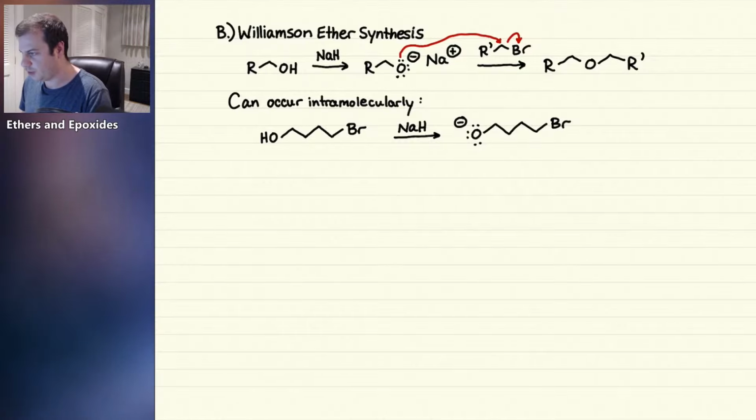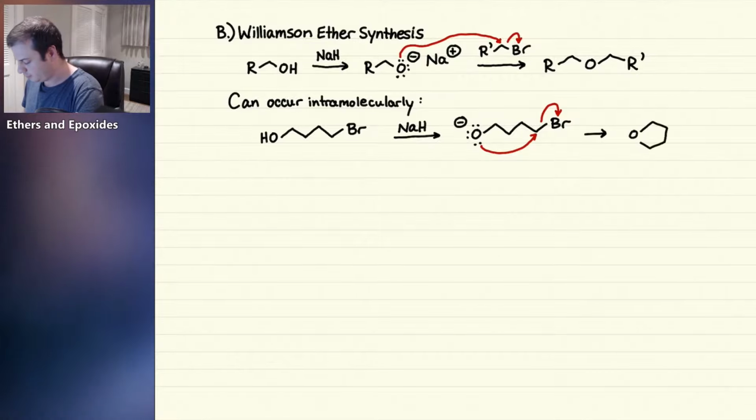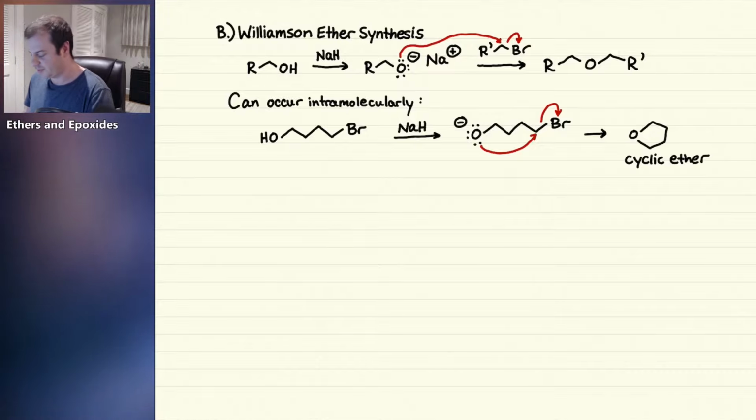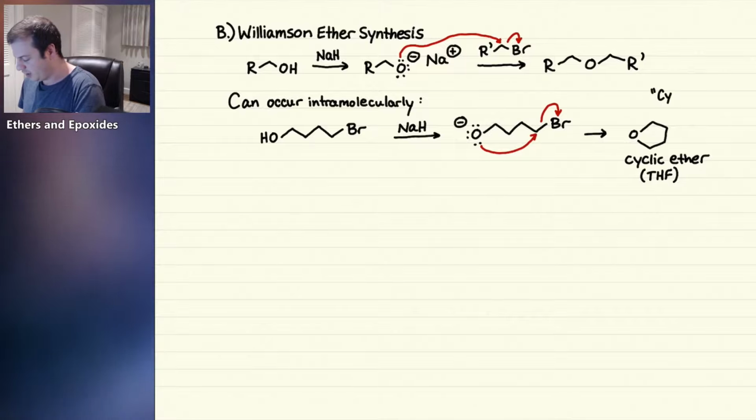That gives us the species shown. And the alkoxide is going to act like a nucleophile and attack across itself to kick out bromide as a leaving group. The product is going to be a cyclic ether. And this cyclic ether in particular is THF, which is a solvent that we've seen before in this class. Tetrahydrofuran is what it stands for. And this is an example, it's actually the first example we're seeing of a cyclization reaction. A cyclization reaction is any reaction that produces a ring.